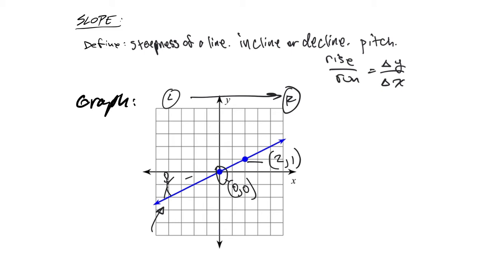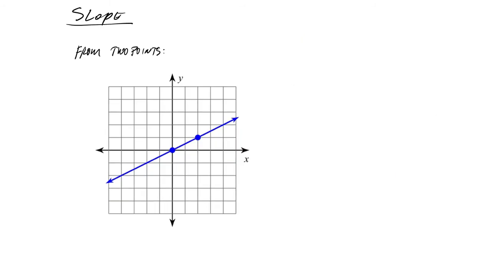So if I start here, I go up 1 square, so my rise, my change in y, is 1. My run is how much I change in x to get to the next spot on the line. I moved over 2 spots, so my run, my change in x, is 2. So this means my slope is positive 1/2.